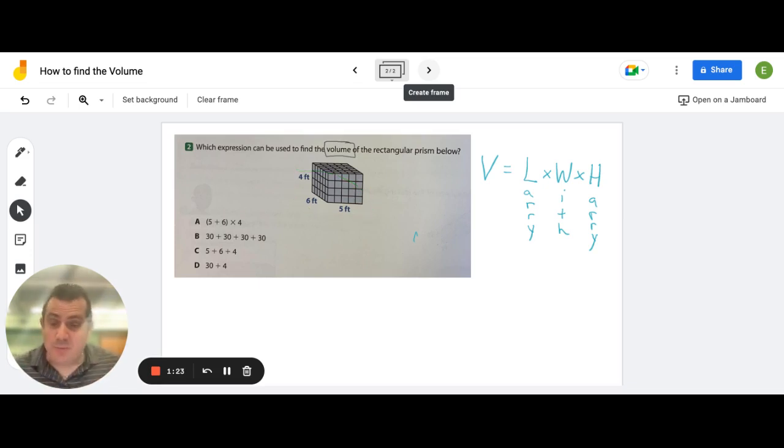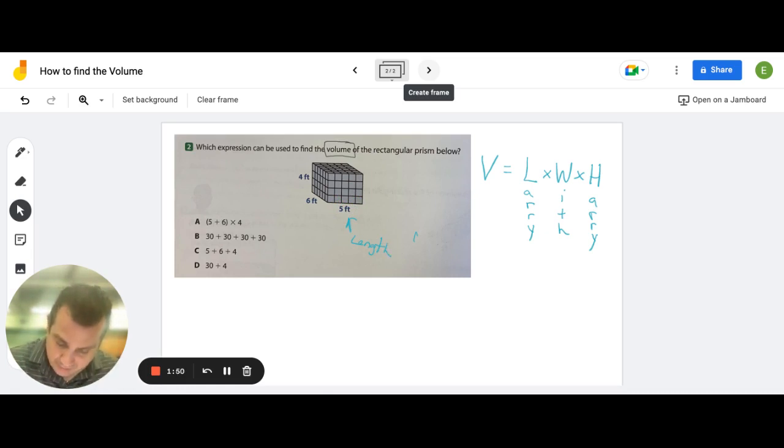I'll be honest with you, even if you mix up which one is the length, which one's the width, which one is the height, you know because of the commutative property of multiplication, you can multiply them in any order. But we do want to practice knowing that this is the length. So I'm going to label it, and this is exactly how you should be labeling it on any problems that you get. That is the length.